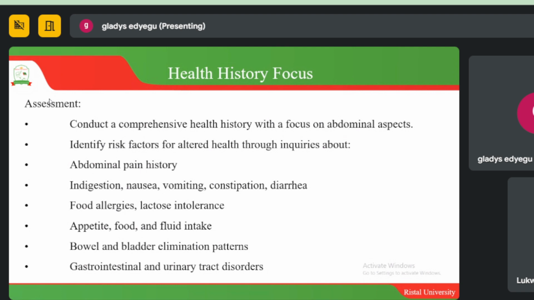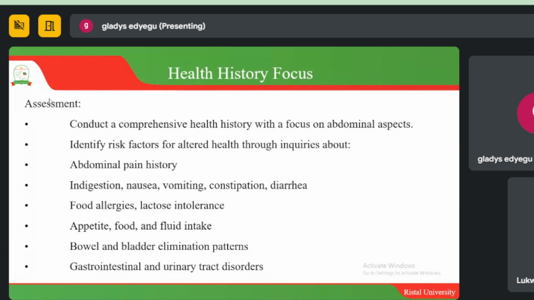The other one is the bowel and bladder elimination patterns. Find out from your patient if he's able to empty his bowel and the bladder, because it is very necessary. If a patient is feeding, the patient is drinking, this patient or this client needs to also empty the bowel and the bladder, because what goes in at a certain point has to come out. So this is very important for each and everyone who is healthy. And then the gastrointestinal and urinary tract disorders.